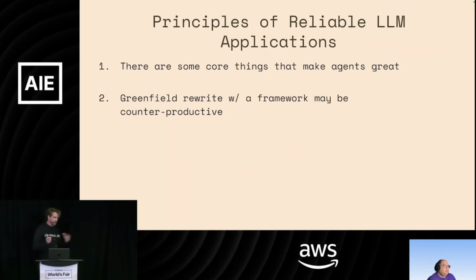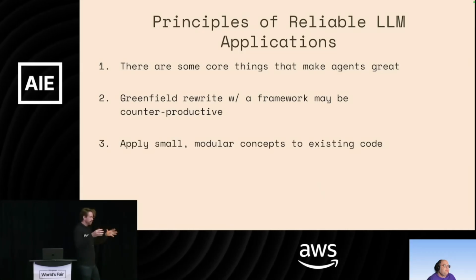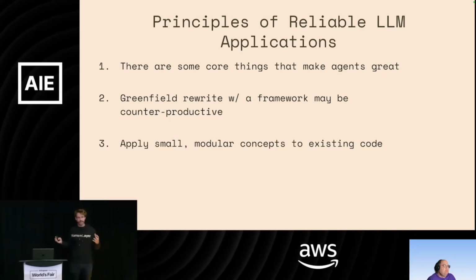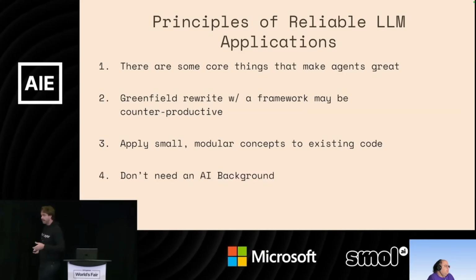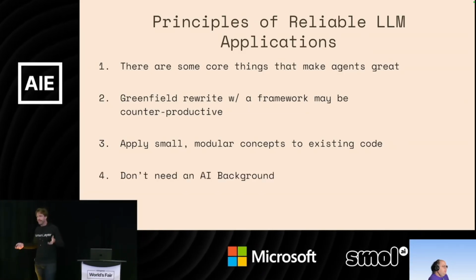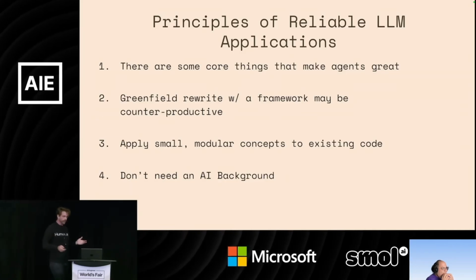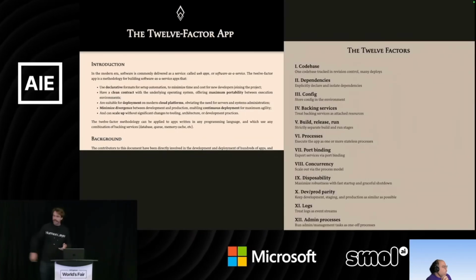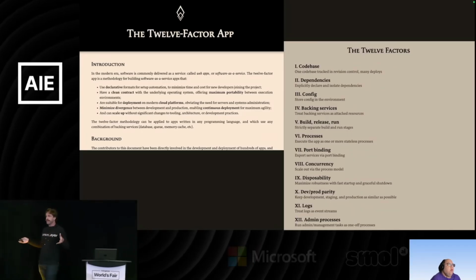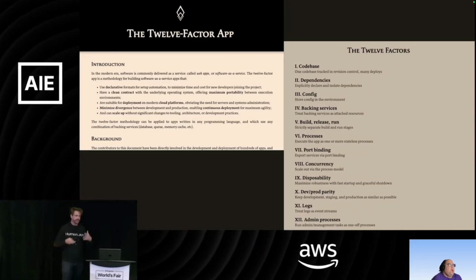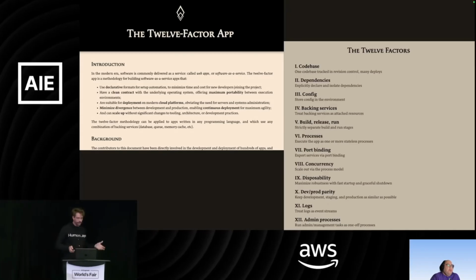And none of them were doing a greenfield rewrite. Rather, they were taking these small modular concepts that didn't have names and didn't have definitions, and they were applying them to their existing code. And what's really cool about this, I don't think you need an AI background to do this. This is software engineering 101. Well, probably not 101, but just like Heroku needed to define what it meant to build cloud. We didn't even call them cloud native back then, but this was how you built applications that could run in the cloud 10 years ago.